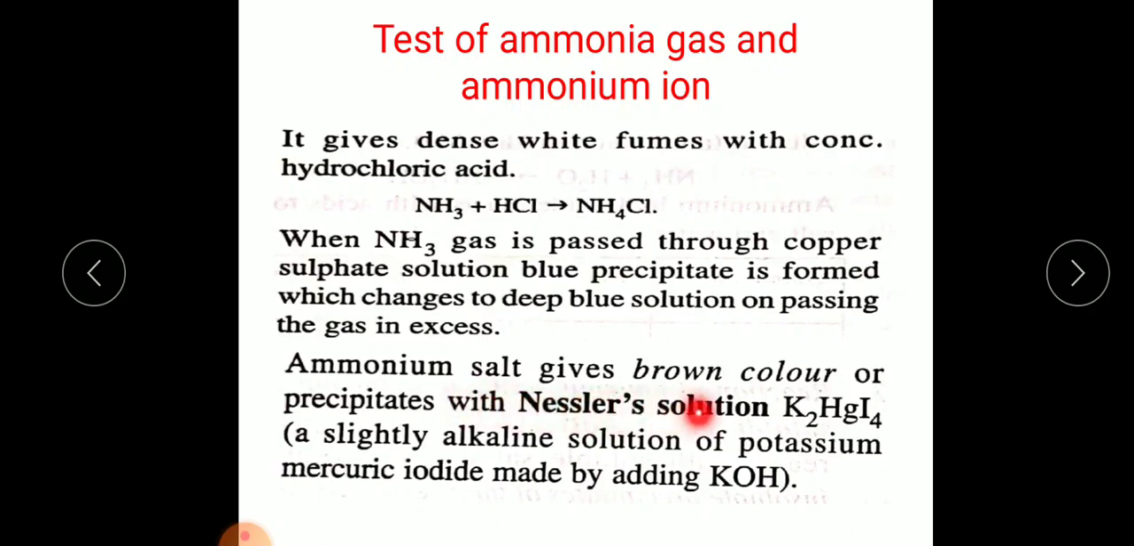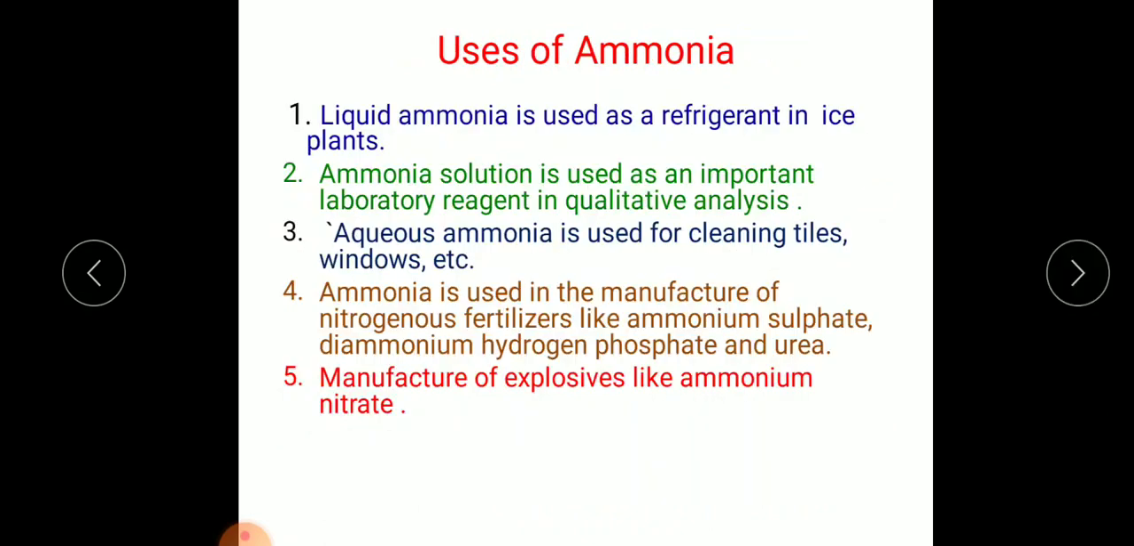Ammonium salt gives a brown precipitate with Nessler reagent, which is a slightly alkaline solution of potassium mercuric iodide made by adding KOH. So what happens when you treat an ammonium salt with Nessler reagent? It gives a brown precipitate.